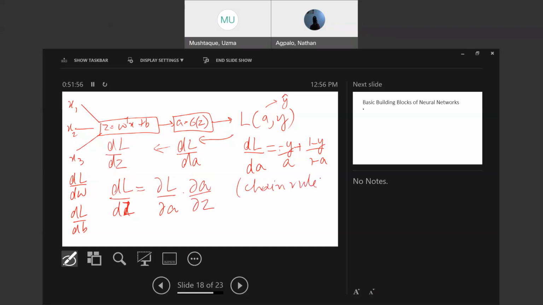And eventually using that, I'm going to get this dL/dW, because that's going to be dL/dZ times, just differentiate that. So what I'm trying to emphasize here is that even in logistic regression, we were doing something like this, right?